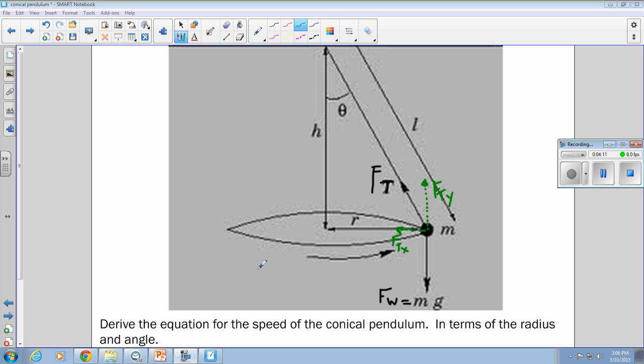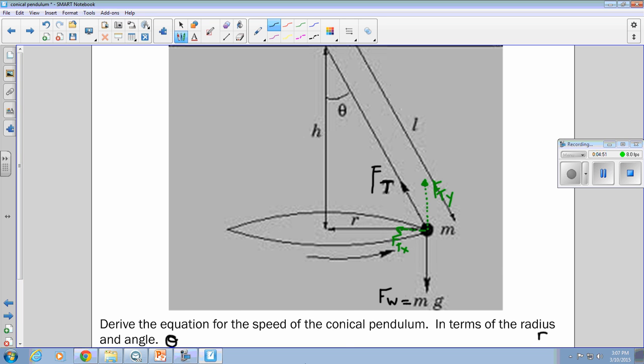Some of the things we can do with this conical pendulum is we can take everything we've learned in the past and what we've recently learned about circular motion, and we can derive an equation for the speed of the conical pendulum. And we're going to put this in terms of its radius, lowercase r, and its angle, theta. So we're going to derive a simplified equation for solving for the velocity.